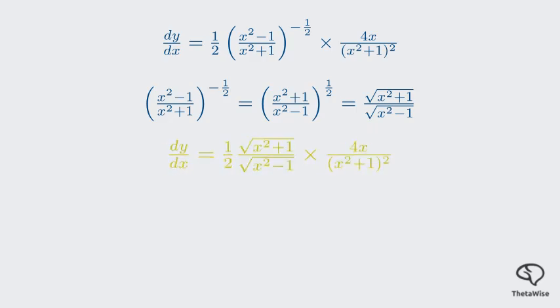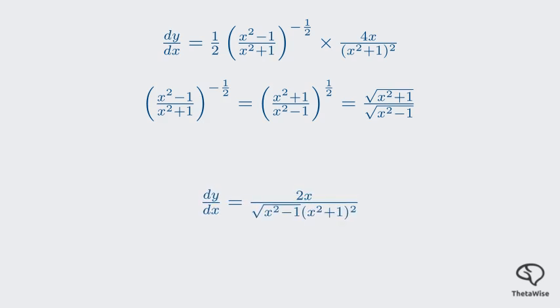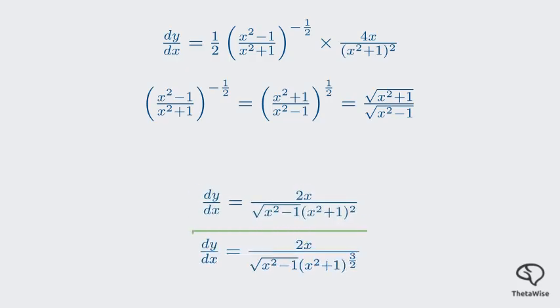We can see some great opportunities for cancellation here. The 4 in the numerator and the 2 in the denominator simplify to a 2. This leaves us with 2x in the numerator and the square root of x squared minus 1 in the denominator, multiplied by the quantity (x squared plus 1) squared. We can further simplify the x squared plus 1 term. The square root can be written as a 1/2 power, and the square can be written as a 2 power. 2 minus 1/2 is 3/2.